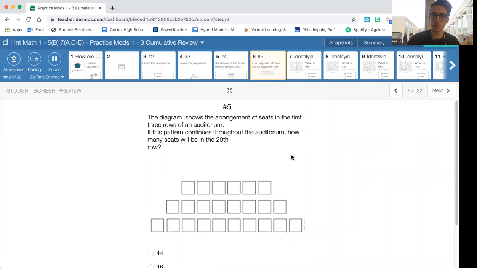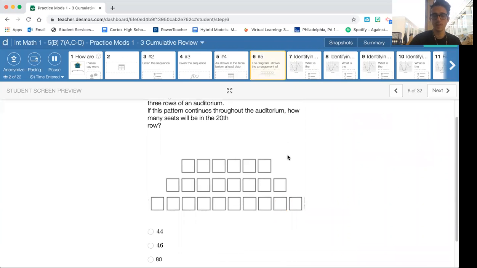We have this auditorium with the 20th seat. So I'm going to put together a table that's going to make this a little bit easier to work with. So I'm going to deal with rows, and then I'm going to deal with the number of seats. So in row 1, I have 6 seats. In row 2, I have 8. And then that just keeps adding on 2. So notice, just keeps adding 2 over and over.